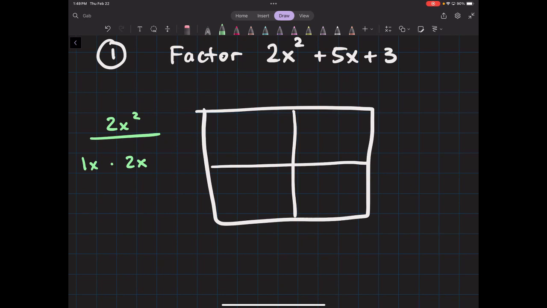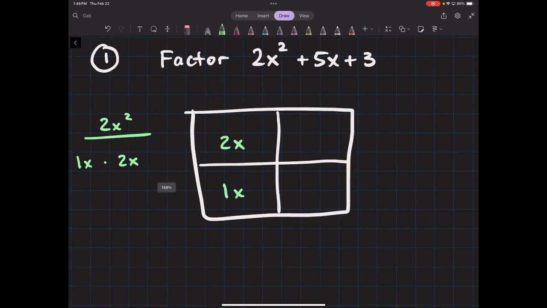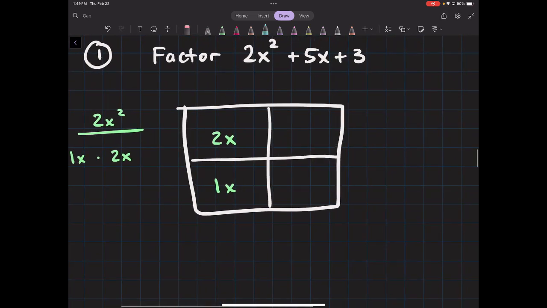What's the other way? 2 and 1? Yeah, you just flip them, right? Okay. That one doesn't matter too much. You can just flip it here. So let's just choose this to be 2x and this one to be 1x. Okay? And then over to the right side, you look at factors for 3.